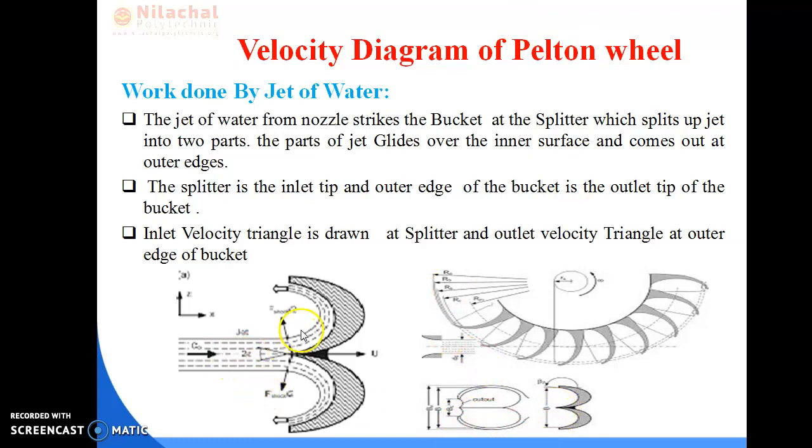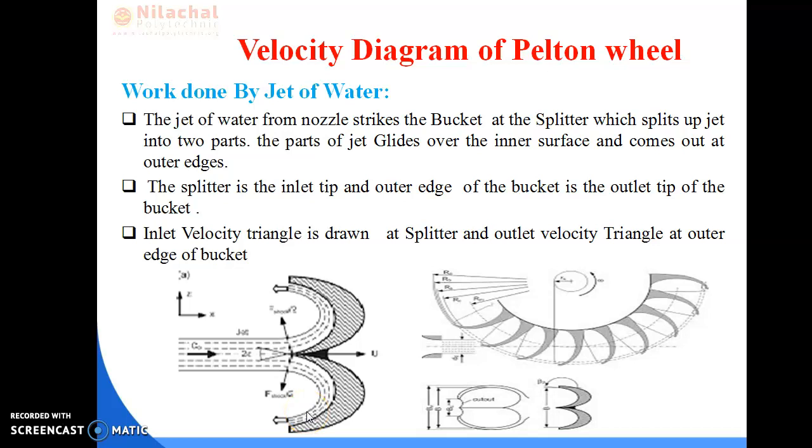As shown in the diagram, this is the flow of water. The flow lines suggest that after striking the splitter, they move along the two hemispherical surfaces, along the top side and along the bottom side. The splitter is the inlet tip of the bucket, and the water leaves the blade at the outer edges of the bucket.